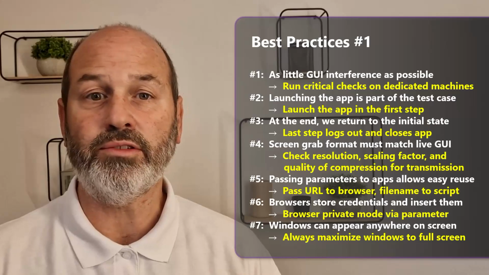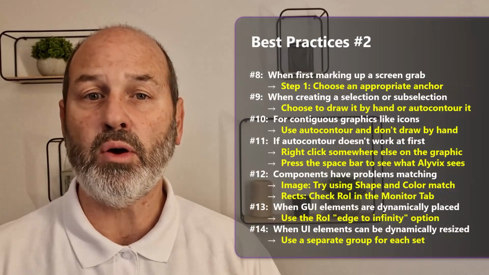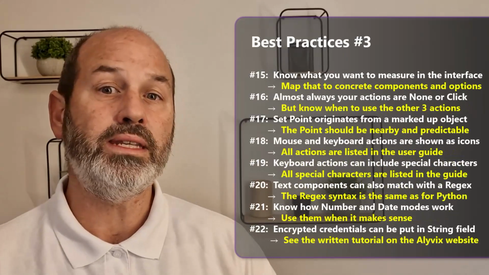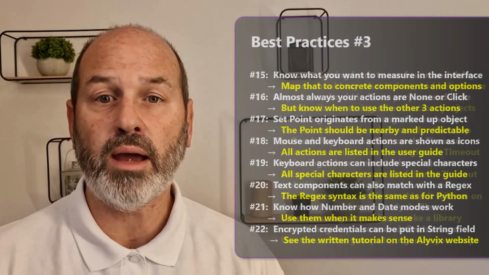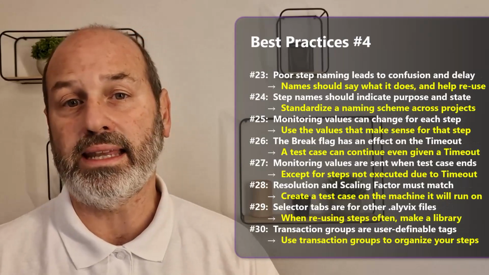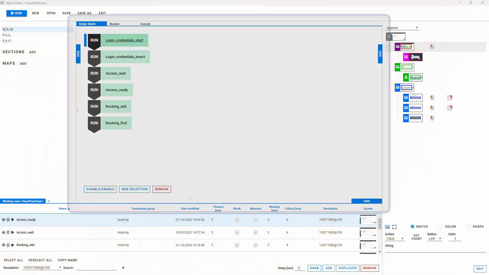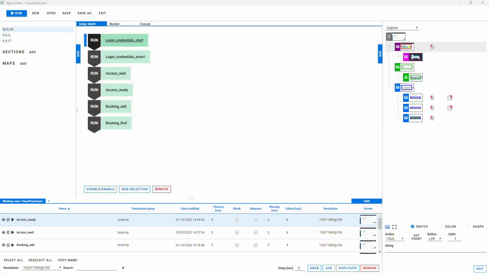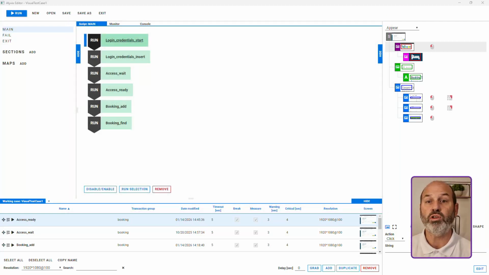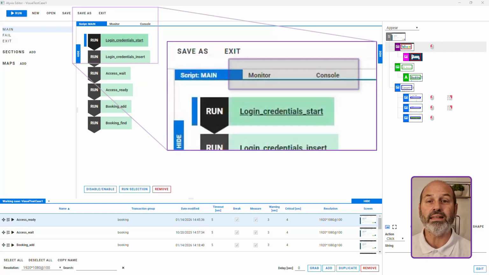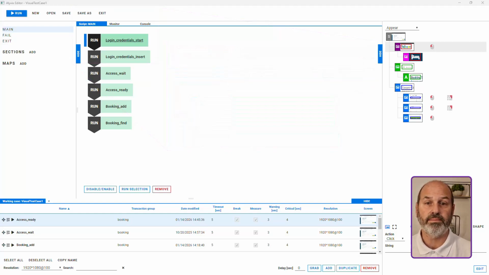So far in our series, we looked at how to create a new test case from scratch, how to mark up the components on a screen grab, how to use Designer's component tree and component options, and using steps in the selector panel. Today, we'll look at the scripting panel to see the best practices for turning our marked up steps into a user agent that runs through a predefined task on the user interface. We'll also look at the Monitor and Console tabs.